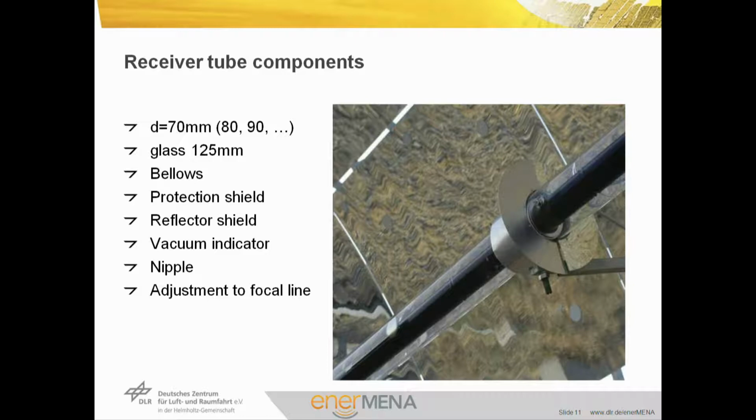Typical diameters for the parabolic trough collectors are a 70 millimeter absorber tube, with the glass 125 millimeters around. We have the bellows with about 3 to 4% of cover. We have protection shields, possibly reflector shields. We have a vacuum indicator. We have a vacuum nipple. And all this receiver must be adjusted to the focal line.